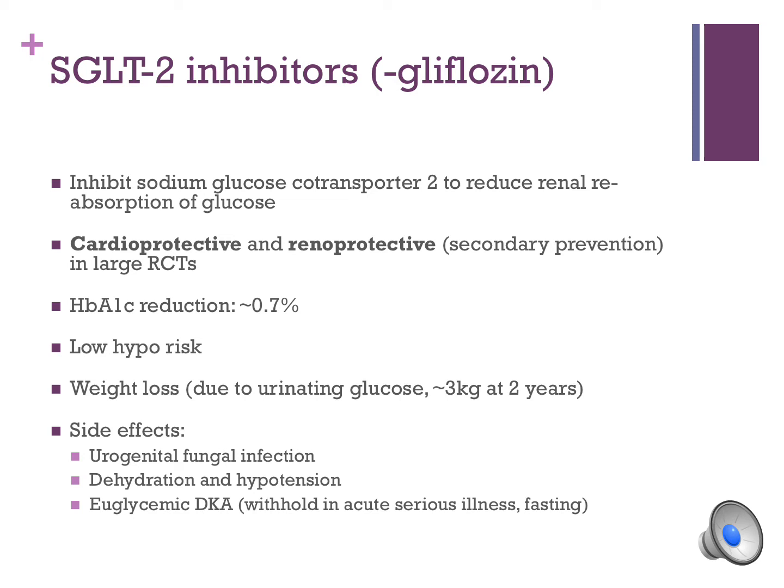Its benefits are that it has low hypo risk, and it's also associated with weight loss, which is a good property. And how it causes weight loss is through the urination of glucose. At 2 years, the estimated weight loss is around 3 kilograms. Because of its properties, I think this would be a good drug to start in Mr. Williams. It is, although, associated with side effects, which include urogenital fungal infections.